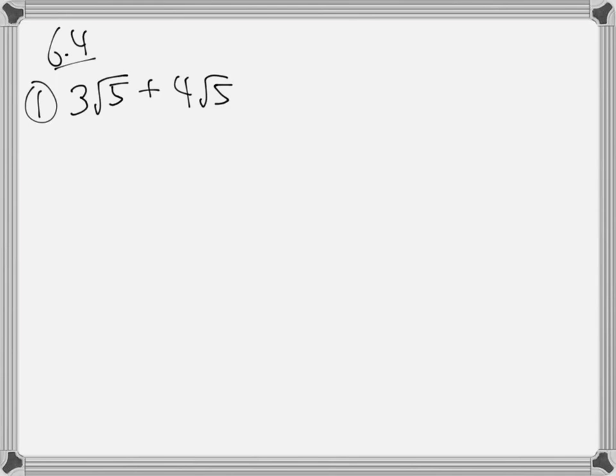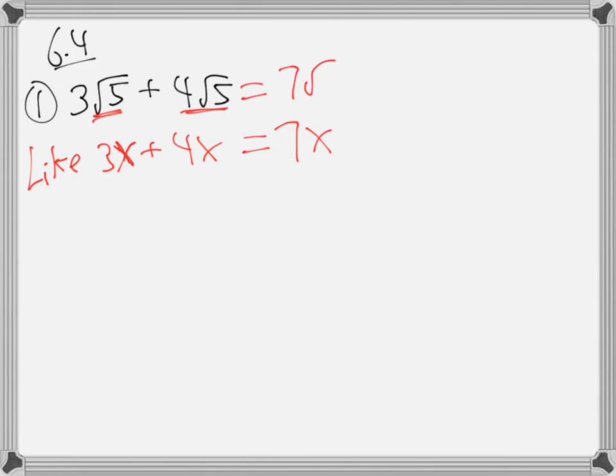You know what you do? I think what would be helpful is that it's just like adding 3x and 4x. Just treat the roots like they're an x. How would you add 3x and 4x? 7x, exactly. So how do you think you add 3 root 5 and 4 root 5? 7 root 5, exactly. See how it's the same thing as x's? It's just like terms, in other words. It's just like roots.